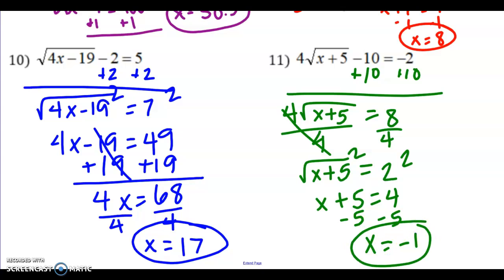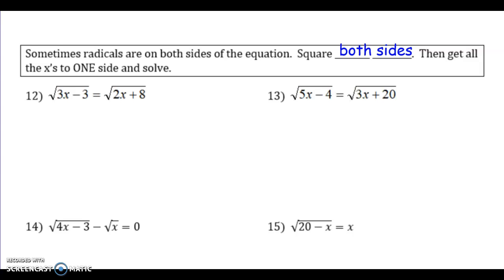Now, remember when we talked about how it couldn't be a negative 1 or a negative number under a square root. Well, if you actually plug this in, it ends up being 4. Okay, so a negative 1 plus 5 is 4. The square root of 4 is 2. 4 times 2 is going to give me 8. 8 minus 10 is negative 2. So again, you can always go back and check.